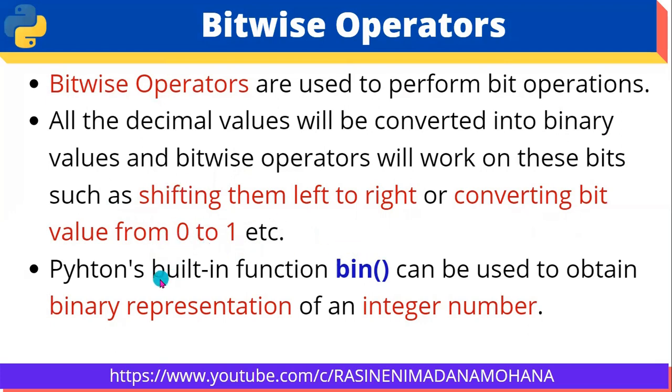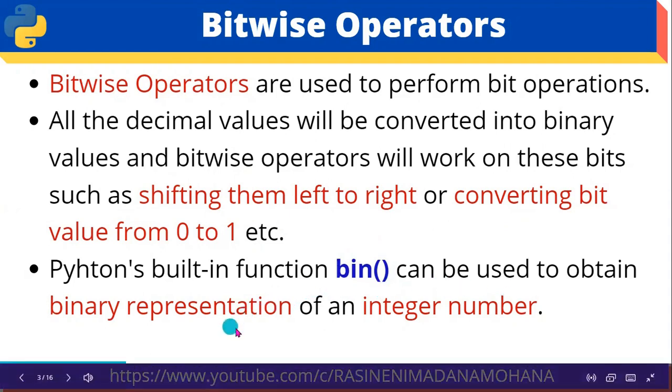Python has a built-in function for converting a decimal value into binary, the bin function. You can use bin within the parentheses, so whatever decimal value you give can be converted into a binary value. So this can be used to obtain the binary representation of an integer number.